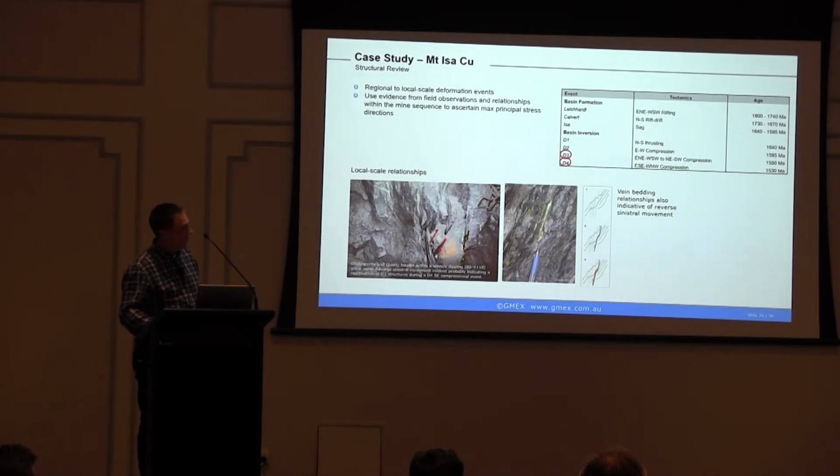So we know D3 and D4 is important. There's obvious relationships in the mine that we can see both normal and reverse movement in here, but essentially we might see evidence of reactivation of D3 structures into D4, but we know these two, I guess, periods are quite important.